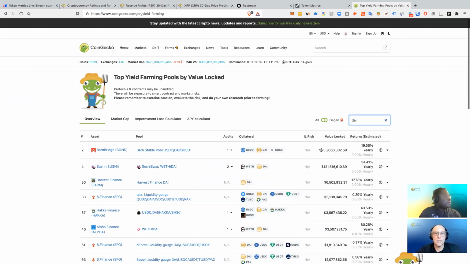Okay, what is this? Barn Bridge pool. Okay, bonds. This one I've not even heard of. This must be one of those new DeFi projects, because this has 233 million locked up.